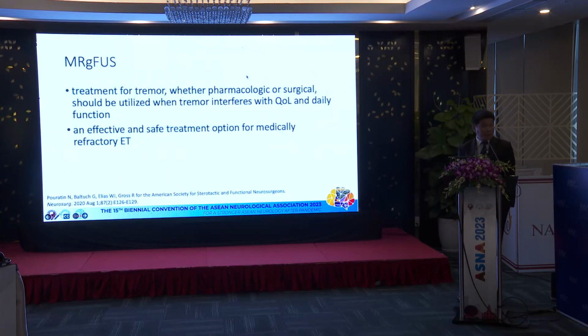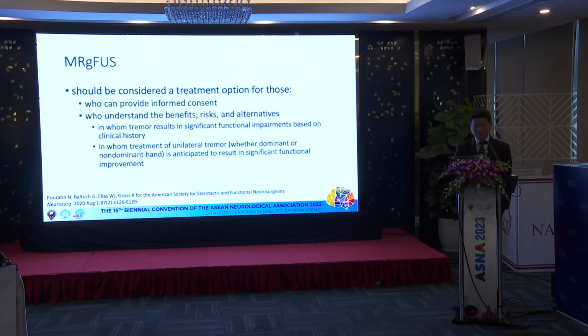So treatment for tremor, whether pharmacological or surgical, should be utilized when tremor interferes with the quality of life and daily function. So it's an effective and safe treatment option for medically refractory essential tremors. And it should be considered a treatment option for those who can provide informed consent, who understand the benefits, the risks, and the alternatives, right?